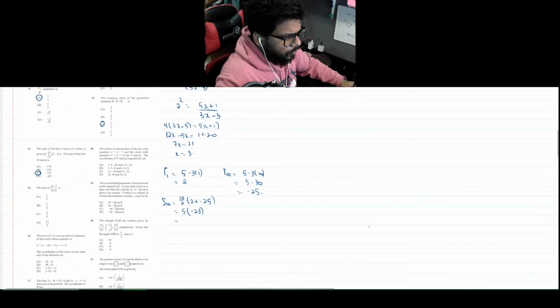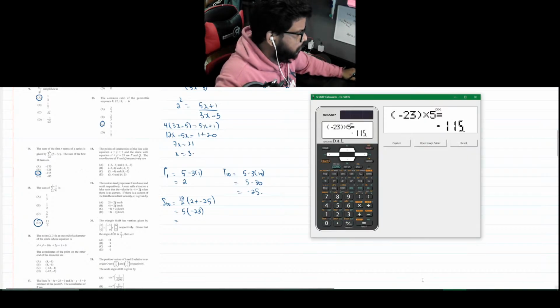This I think is 11 over 6. So we have 1 plus a half plus a third, which is 11 over 6.